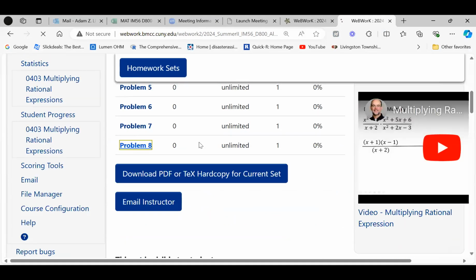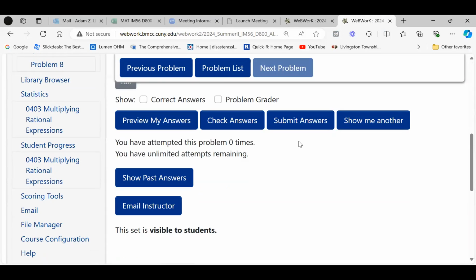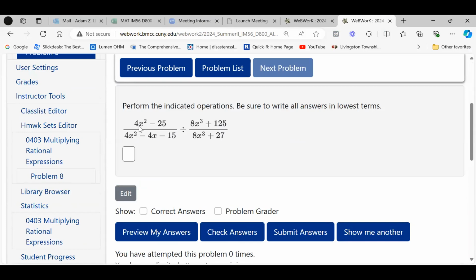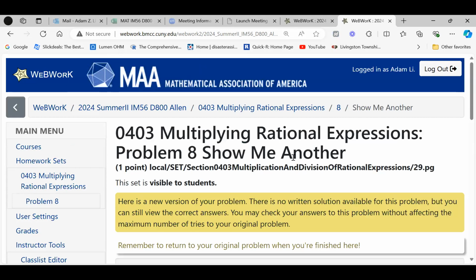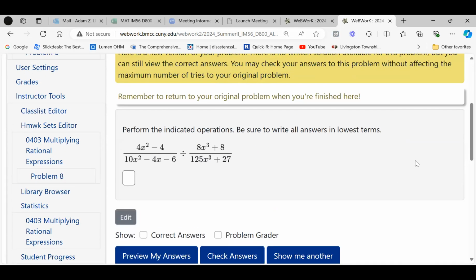Let me see the last question. Yeah, so this one has a cube, right? So I'll let you try first. It has the difference of two squares, a trinomial, and the sum of two cubes, which is very good. So you get to practice everything. I'll give you some time to try this one on your own.